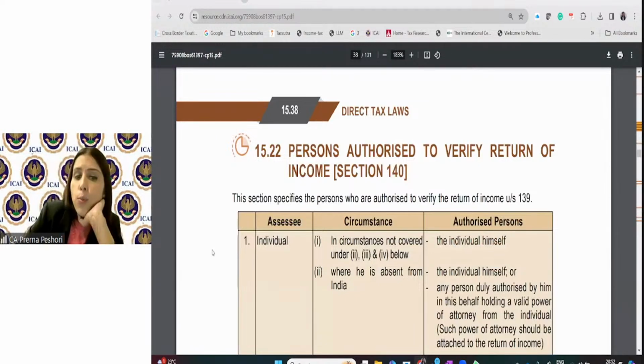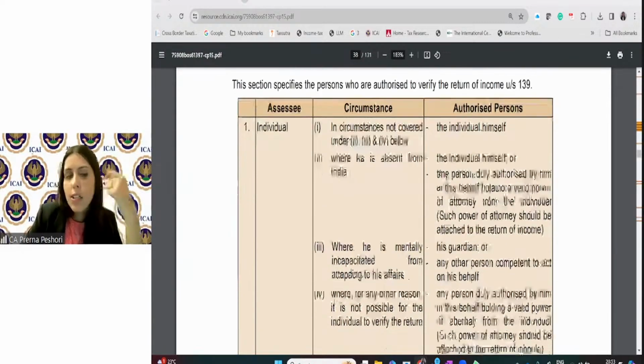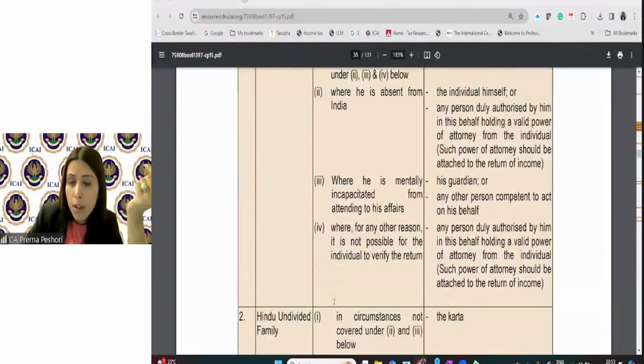Then who is required to verify the return? In case of an individual, the individual himself is required to verify the return. Now you have the option of e-verification, through the Aadhar OTP, or through net banking, you have the option to sign. So who is required to e-verify? The individual himself. Where he is absent, he can give the power of attorney to any other person. Where he is mentally incapacitated, then his guardian. Where it is not possible for him to verify the return, then he can give the power of attorney.